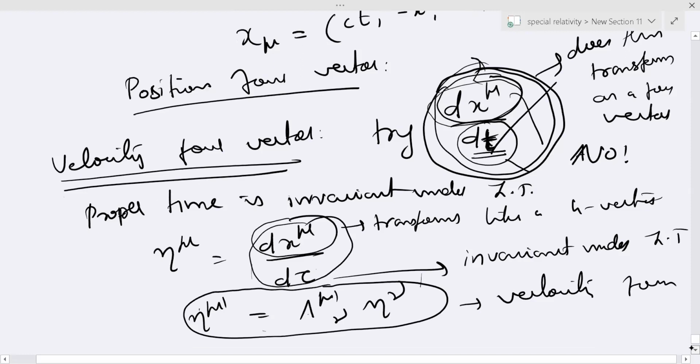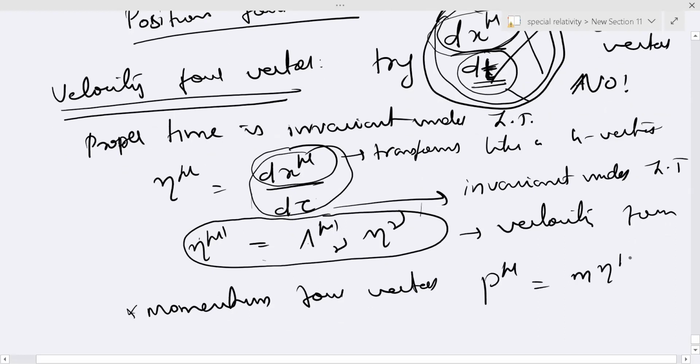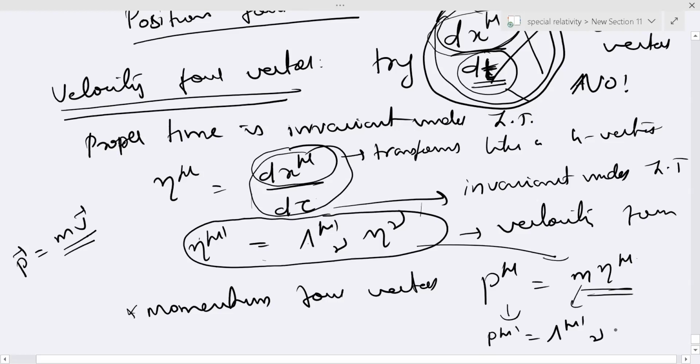We'll look at the components of this in the next class, but I'll give you another thing. We can also define a momentum four-vector: p^mu is equal to m multiplied by eta^mu. In Newtonian mechanics, we know that p is equal to mv, where v is a 3-vector and mv is also a 3-vector. Here for four-vectors you do the same thing: you take the four-velocity and multiply it by the mass. Mass is an invariant quantity, so this also transforms like a four-vector: p^mu' equals lambda^mu'_nu p^nu.